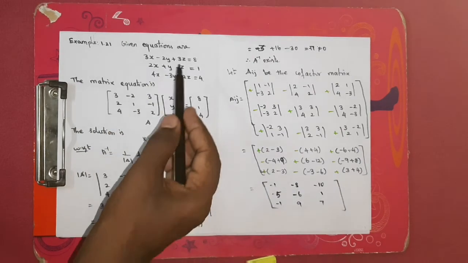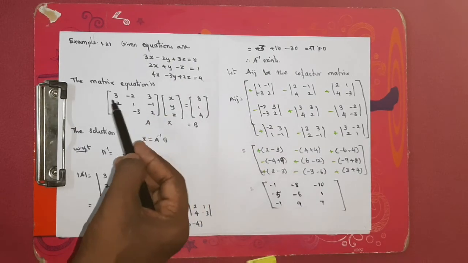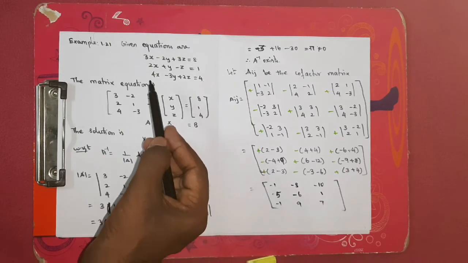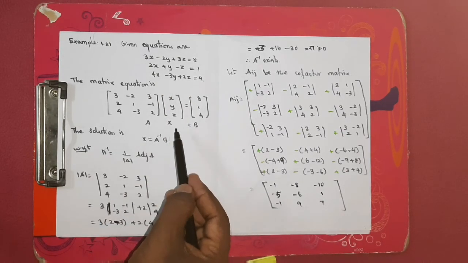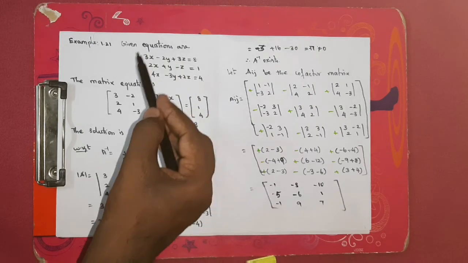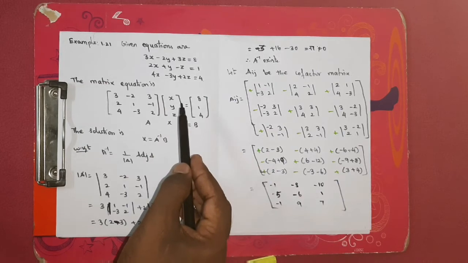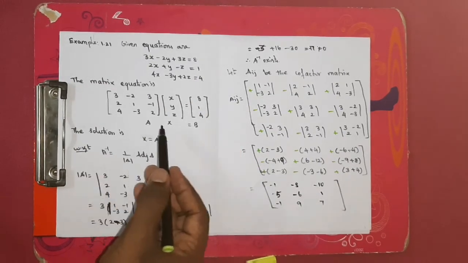So write the coefficients of this side in the matrix. So 3 minus 2 3 in the first row, 2 1 minus 1 in the second row, and 4 minus 3 2 in the third row. So this is A matrix. And next X matrix. So the variables they are using are X, Y, Z. So the variable matrix is equal to the constant matrix 8 1 4. So B. So now we got Ax equal to B.